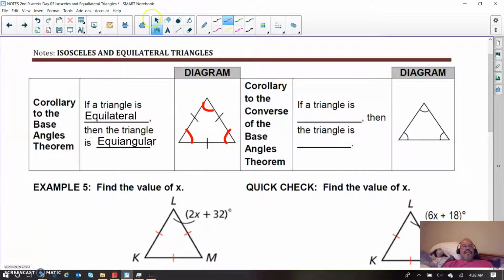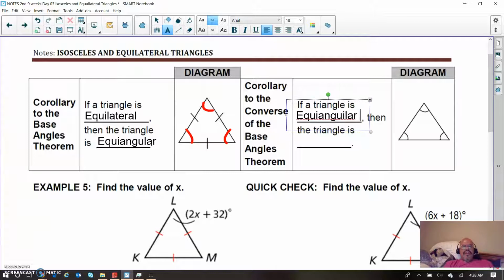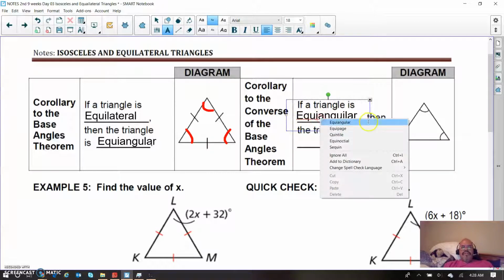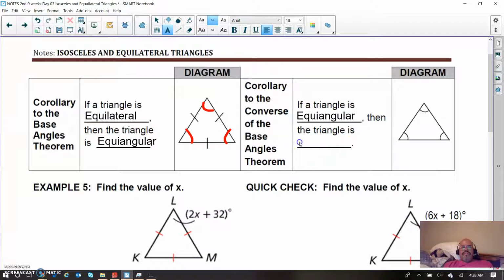The other corollary states the converse, so we take that and reverse it. When we're looking at that right here, if a triangle is equiangular, then the triangle is equilateral. So basically it states if you see angles that are all congruent, that means that all the sides are congruent.